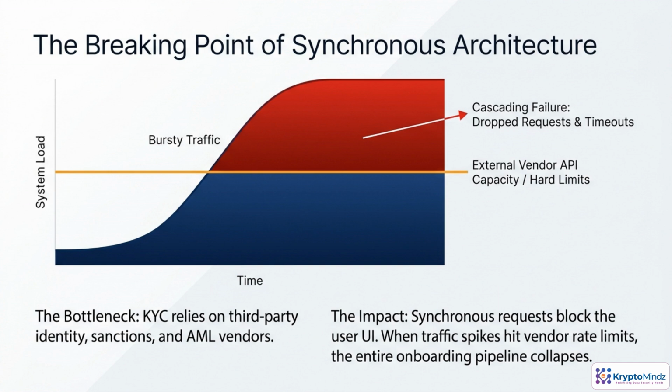In most real-world onboarding systems, the weakest link is synchronous calls to external KYC and AML vendors. Everything looks fine at normal load, but once traffic becomes bursty, you quickly hit vendor rate limits or capacity caps. After that, new requests just pile up, user sessions block, and timeouts start to cascade through your stack. A small spike can turn into a full pipeline outage. That's why high-volume identity systems must treat vendor calls as a constrained, failure-prone resource.